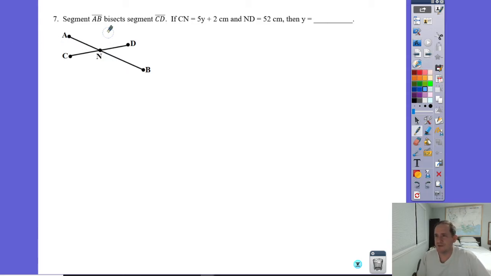It says segment AB bisects segment CD. Again, to bisect means to cut in half. So if AB is cutting CD in half, then N must be the midpoint, and CN would be the exact same length as DN. So we're going to approach this one similarly to how we did the last one. So CN has to be equal to ND. And then we see that CN is 5y plus 2, so we can substitute that in. And ND is 52. So again, we're just going to do algebra.